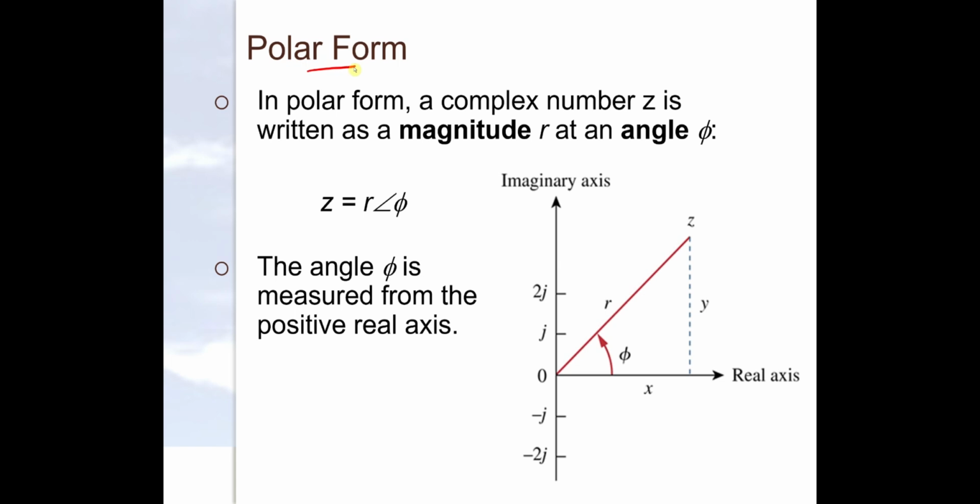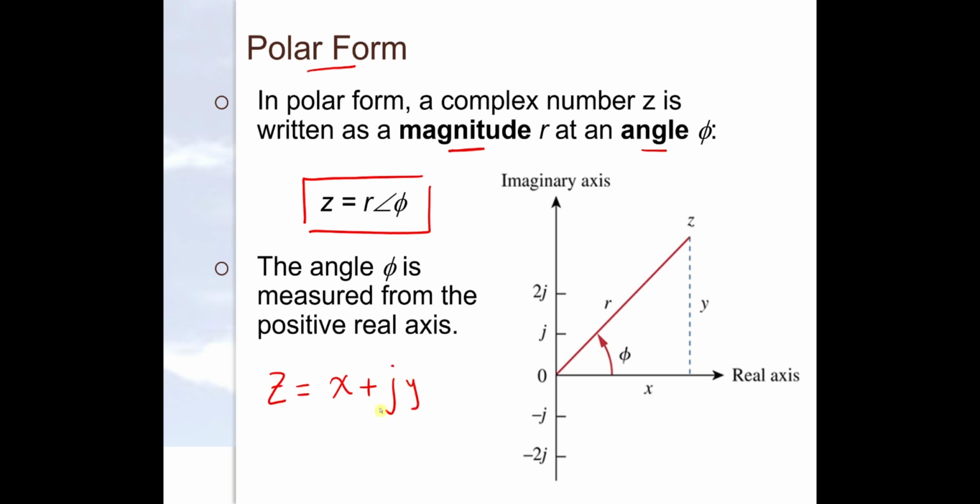In the polar form, the complex number is written in terms of a magnitude and an angle. Specifically, it would be written like that, where r is the magnitude of that complex number, or the magnitude of the vector connecting the origin to the location of this complex number in the complex space, and phi is the angle of that vector.